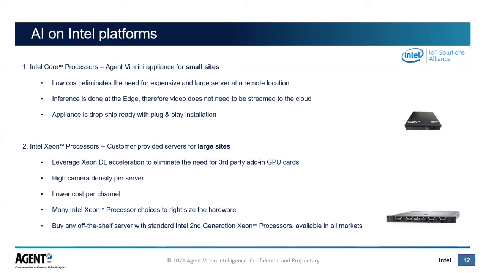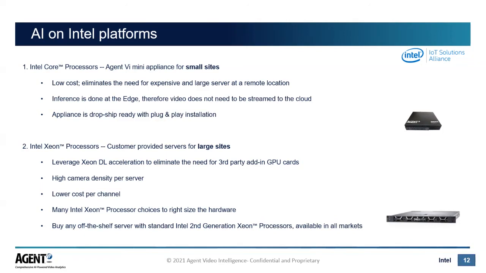And if you have a site with a lot of cameras, you can run our software on a Xeon processor. And now we've got simple off-the-shelf drop ships, 19-inch 1U servers that can run 200 cameras without a GPU card. That's very high camera density. That's a super low cost per camera on the hardware.